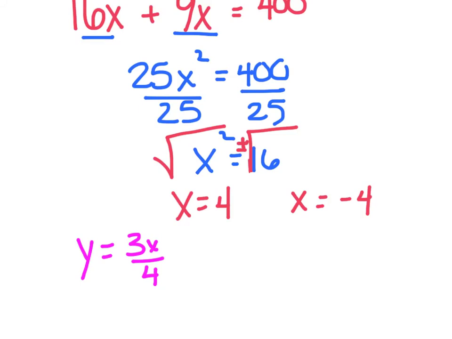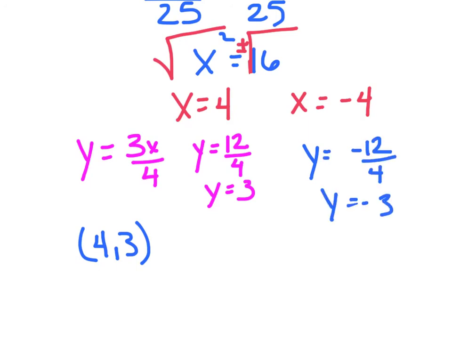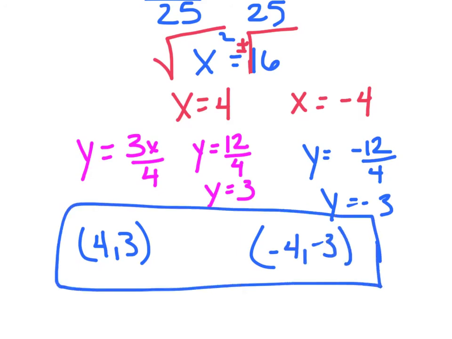If I plug the 4 in, I get y equals 12 over 4, so y equals 3. So one point would be 4, 3. And if I plug the negative 4 in, I get y equals negative 12 over 4, so y equals negative 3. So negative 4, negative 3. So again, I've got 2 solutions.